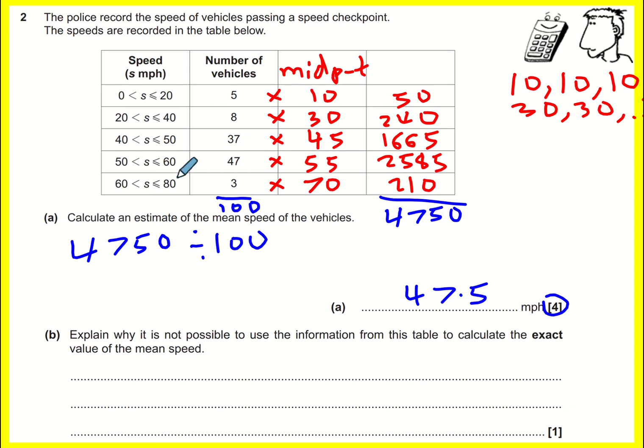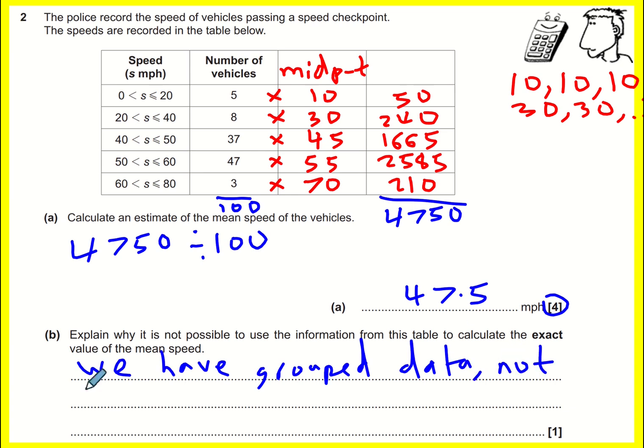Explain why it's not possible to use it to calculate the exact value of the mean speed. We have grouped data, not raw data. That's because we've had to use this midpoint to help us estimate it.